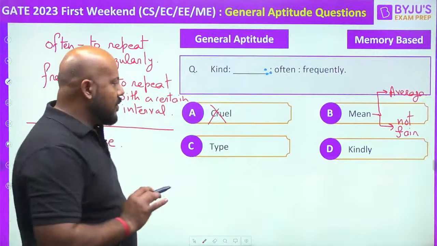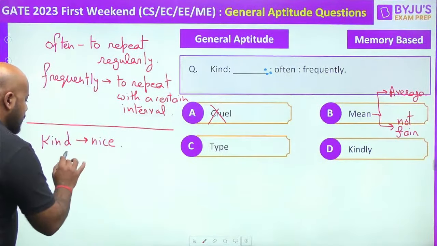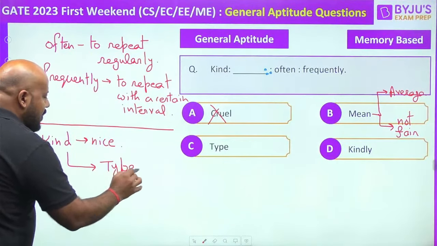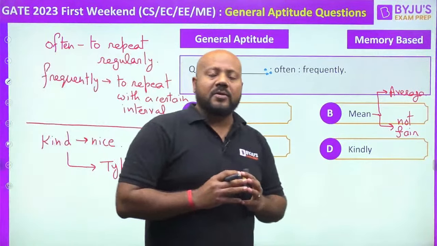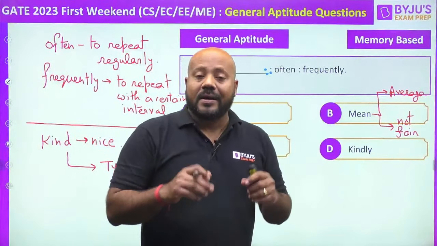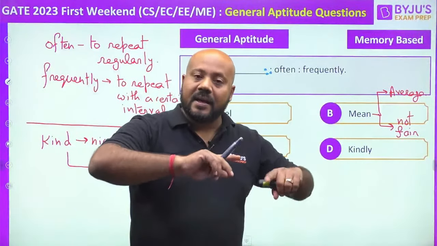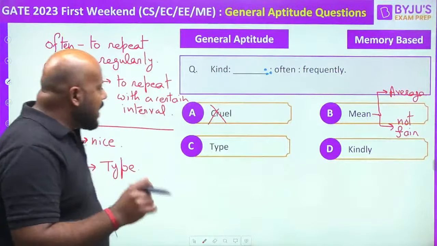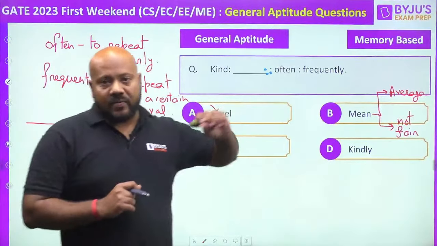Now, kind has 2 meanings. One meaning is nice and the other meaning is type. For example, somebody is doing something wrong, then you are saying what kind of person you are, what type of person you are. It means kind has another meaning, that means type. Type means a certain category. Now, let us check the last word.